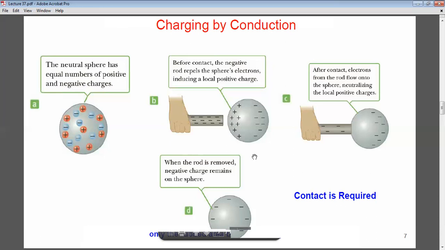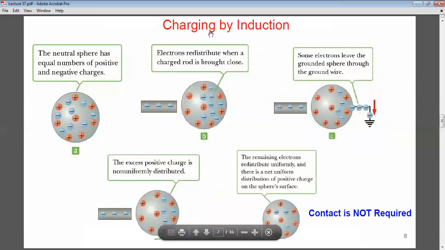Contact is required. There is also charging by induction, where contact is not required. It happens the following way. We also start with a sphere which is neutrally charged, that is, it has equal numbers of positive and negative charges. Then we bring a negatively charged rod close to the sphere. The positive charges will be attracted to the rod, and the negative charges will move away from the rod.